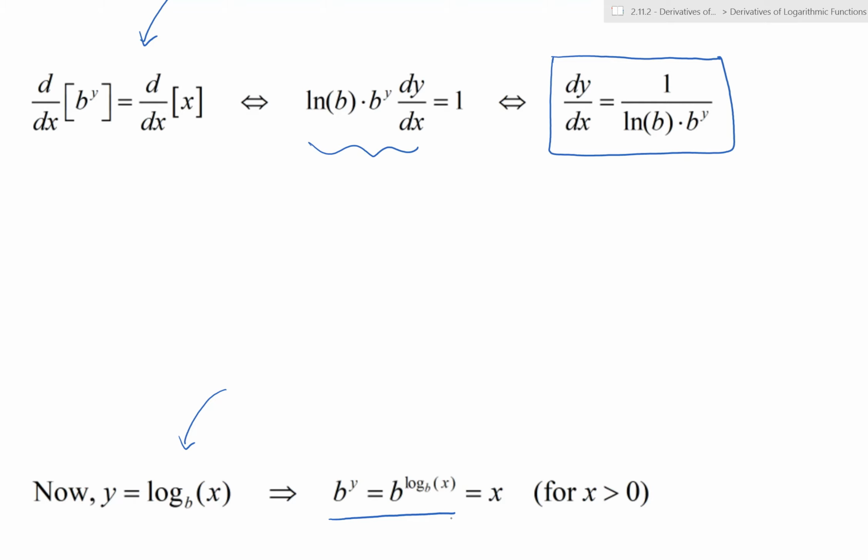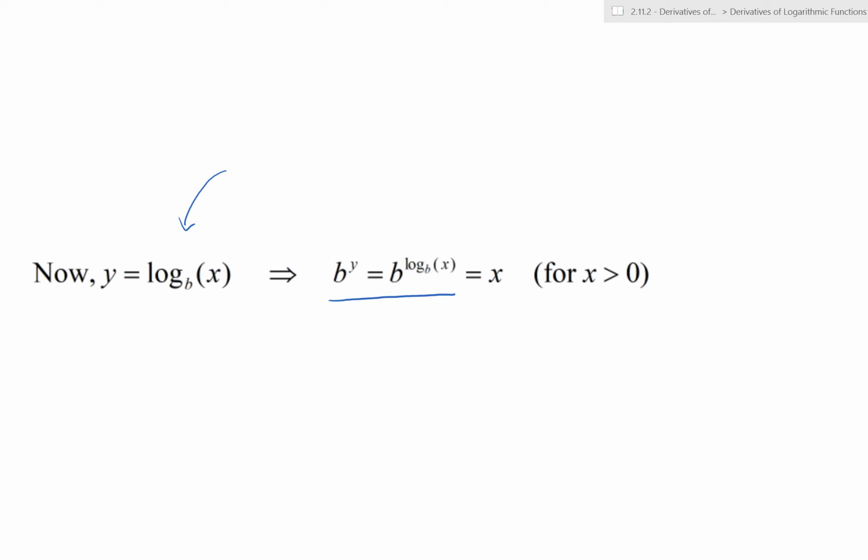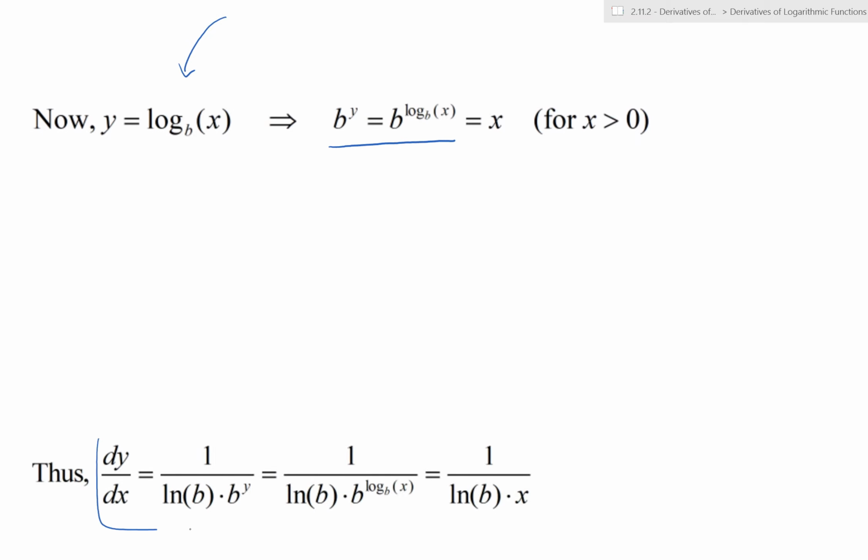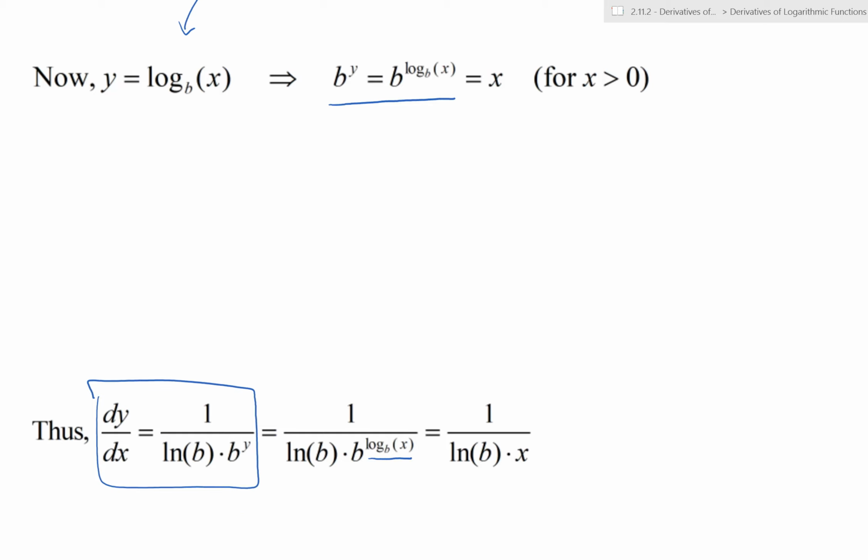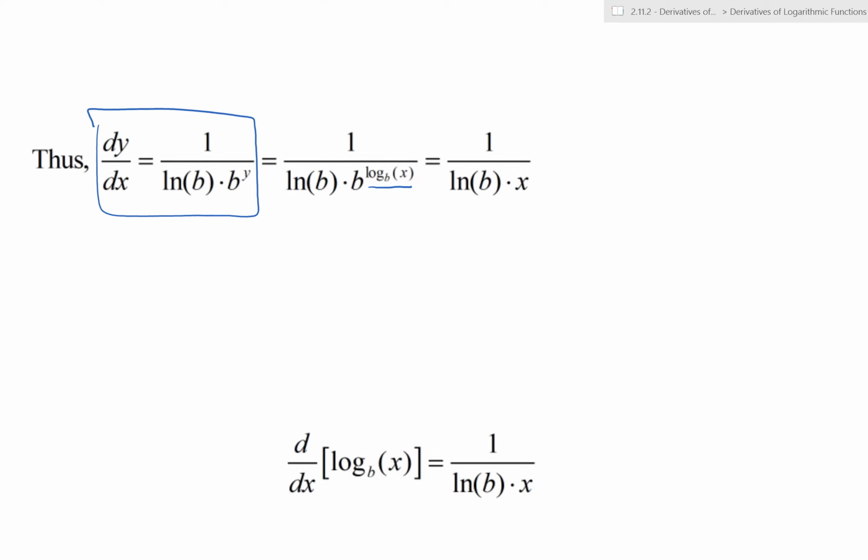And keeping in mind, this is true for values of x that are positive here. So I'm going to replace that in the formula that we just came up with. If I replace my y in terms of x, logarithm of base b of x, then b to that power is just x. And guess what we get? 1 divided by the natural log of b times x. And that is our derivative. Thus, add it to the list: the derivative of log base b of x with respect to x is 1 divided by the natural log of b times x, all in the denominator.